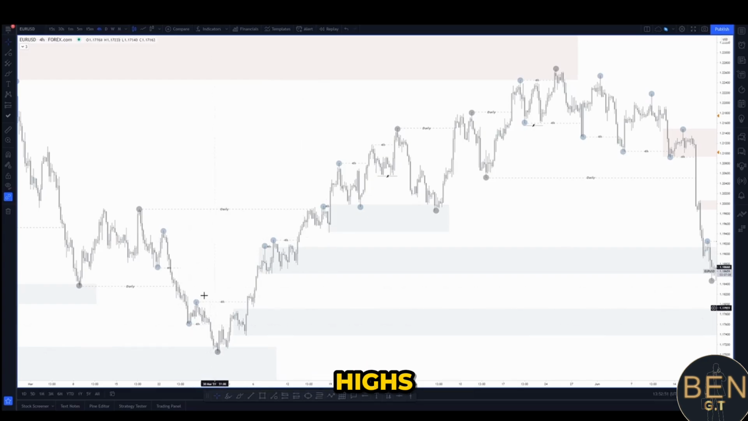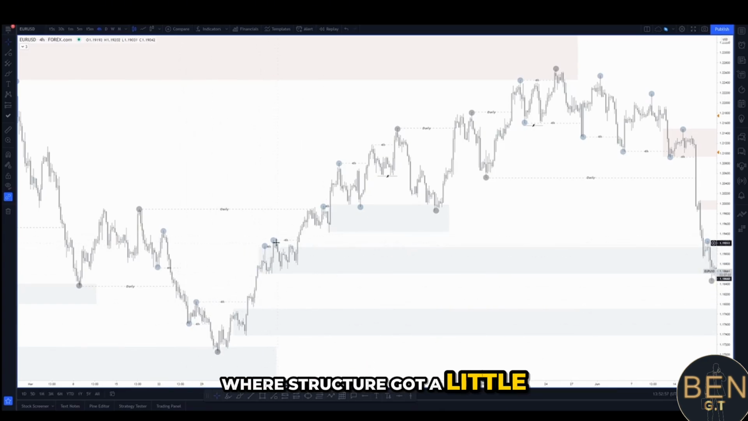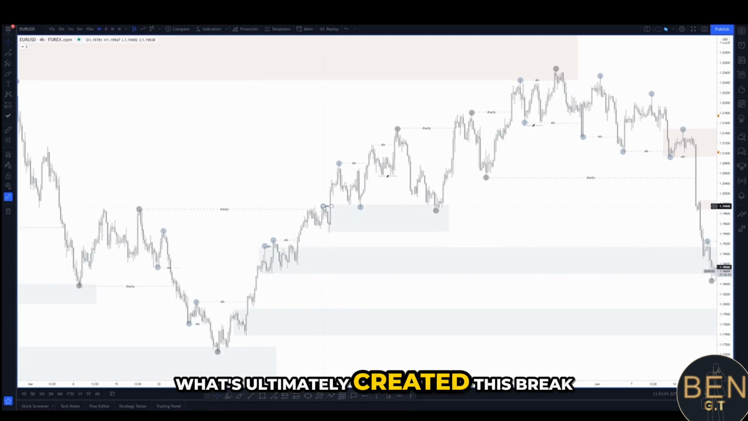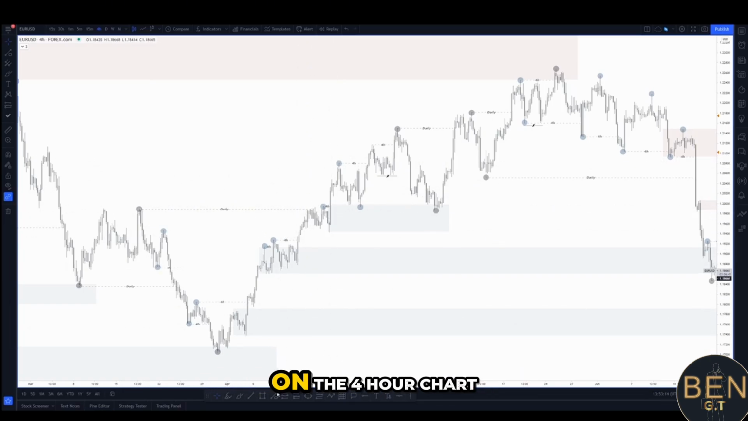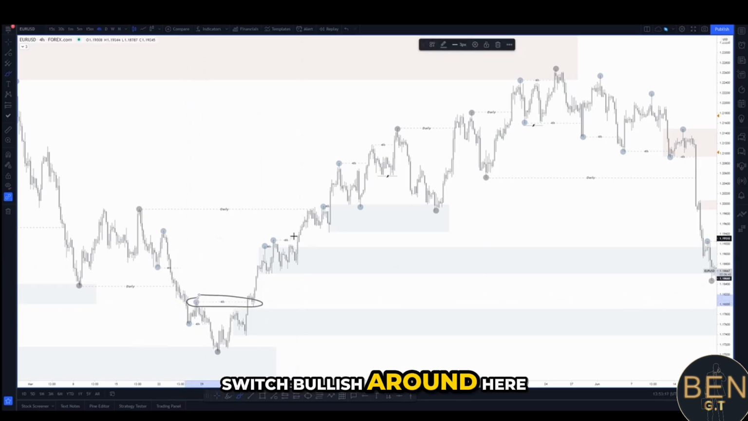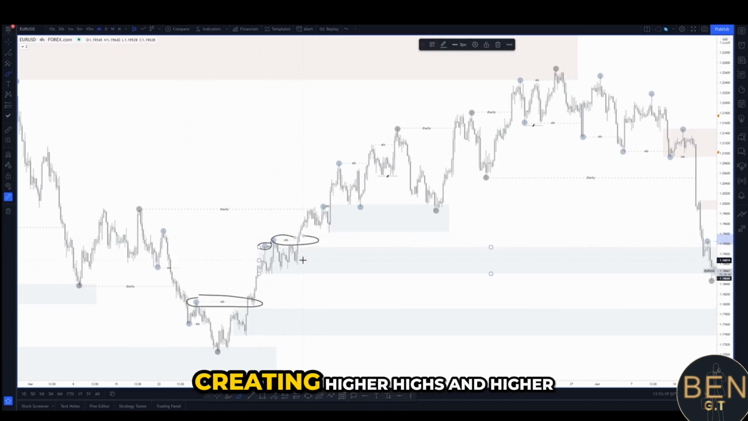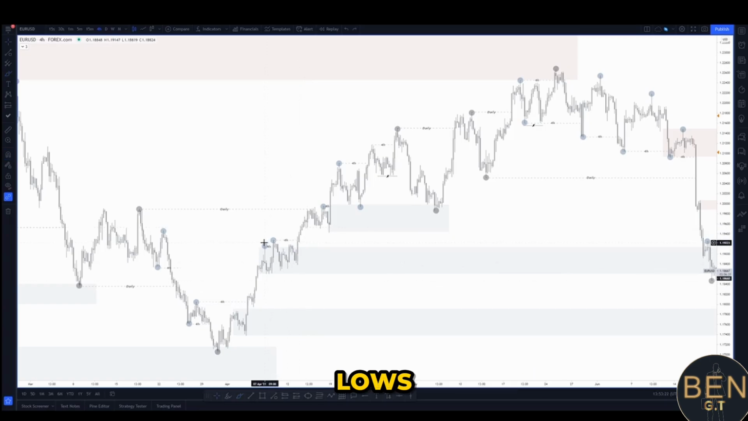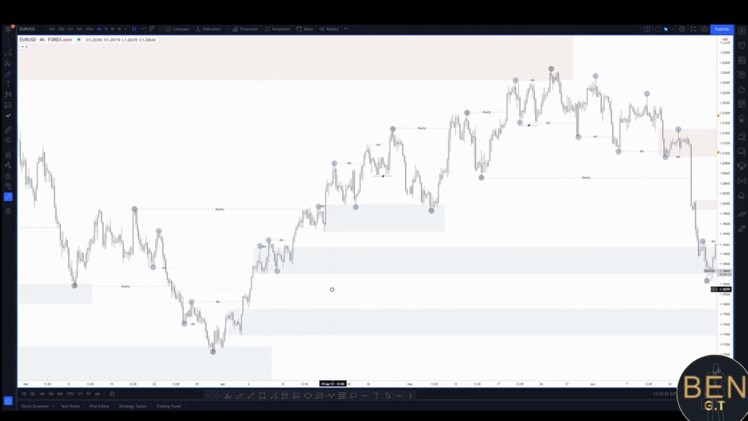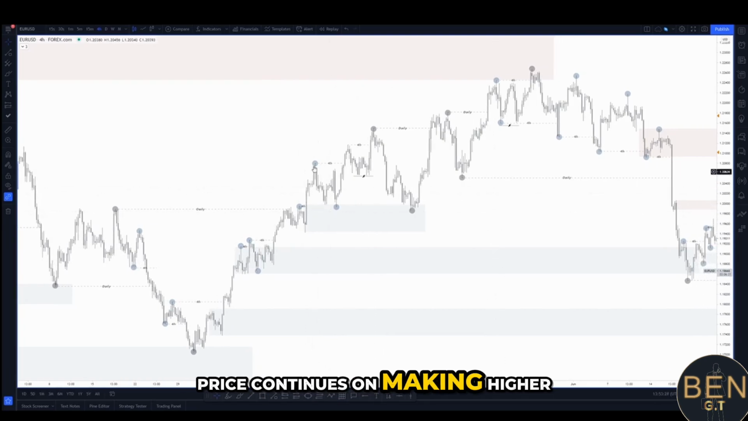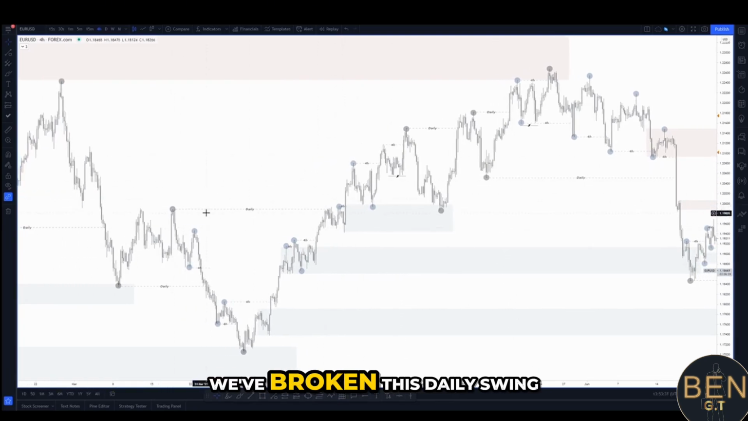We started to see higher highs and higher lows being formed, especially in this spot where structure got a little bit more tight knit, and this is range created demand, as we would know. And what ultimately created this daily break of structure, putting in a higher high, would have been this break of structure here. But as we can see on the 4-hour chart, we were already starting to switch bullish around here. We started breaking structural points, creating higher highs and higher lows within the overall trend. And price continues on making higher highs and higher lows. We've broken this daily swing high.